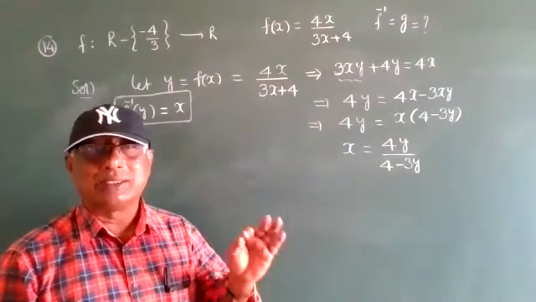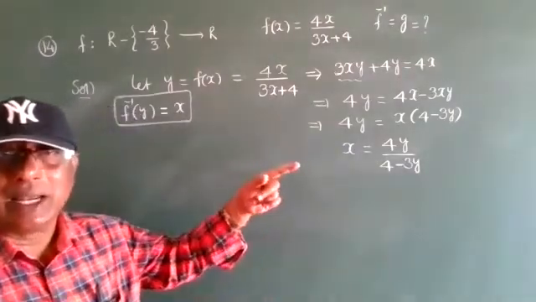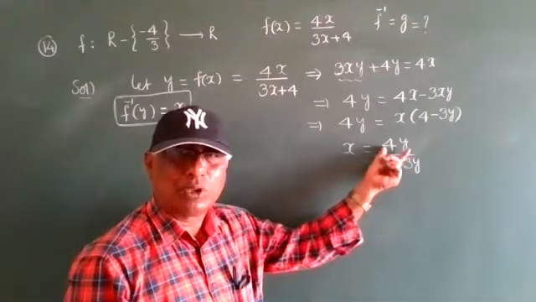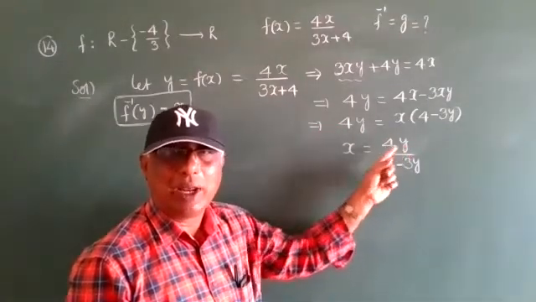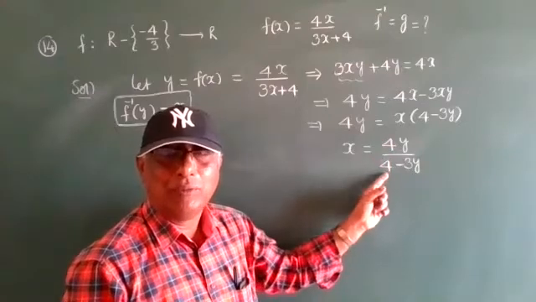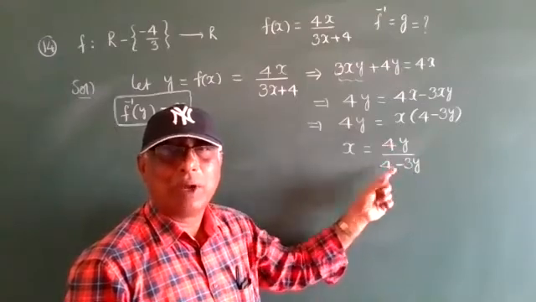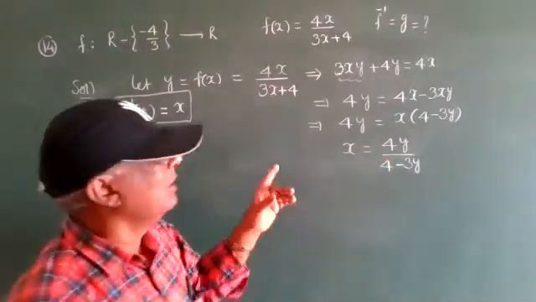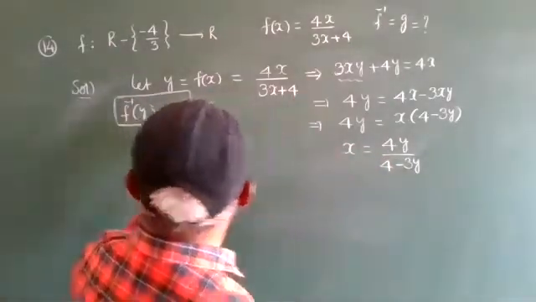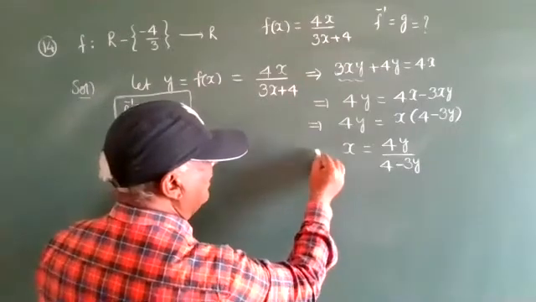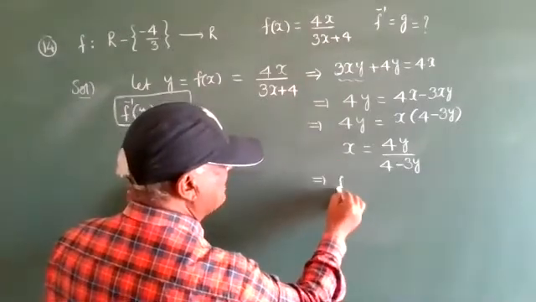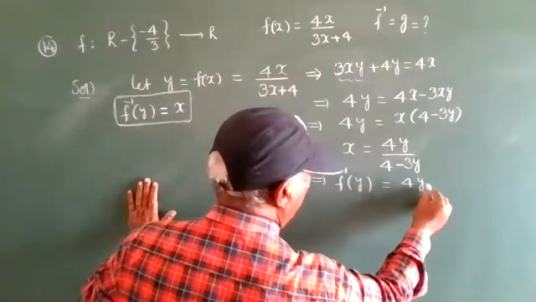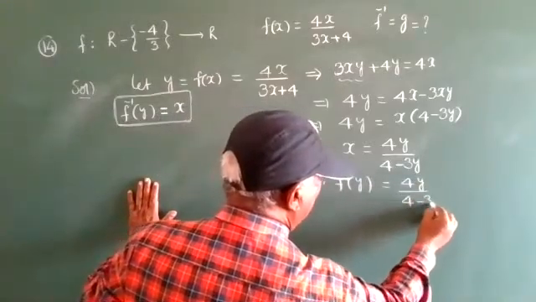So now we can say, is it a real number or not? Every fraction is a real number. We can substitute any value for y. If we substitute 1, 4 by 4 minus 3 is 4 by 1, which is 4, a real value. Now x is getting a real value. So f inverse of y is equal to 4y by 4 minus 3y.